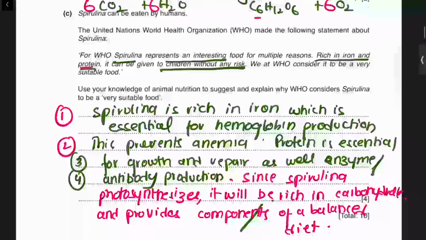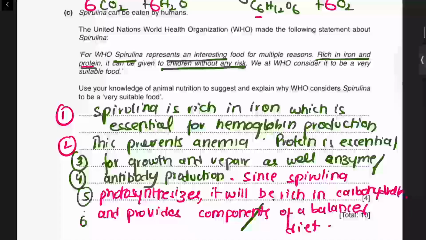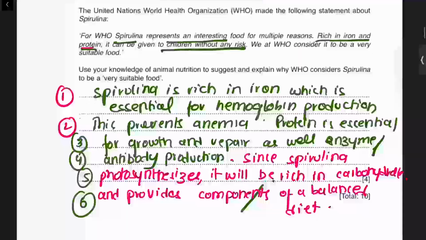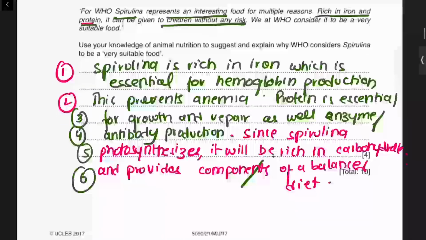No, it's the extra points. How many points are there then? 6 in total. So this one will get you a 5th point. This will get a 6th point. Rich in carbohydrates is 1. 6 is components of a balanced diet. But it's a 4-mark answer. I'm just writing excess to show you what else you can include. Right? Okay. Next, a potometer.